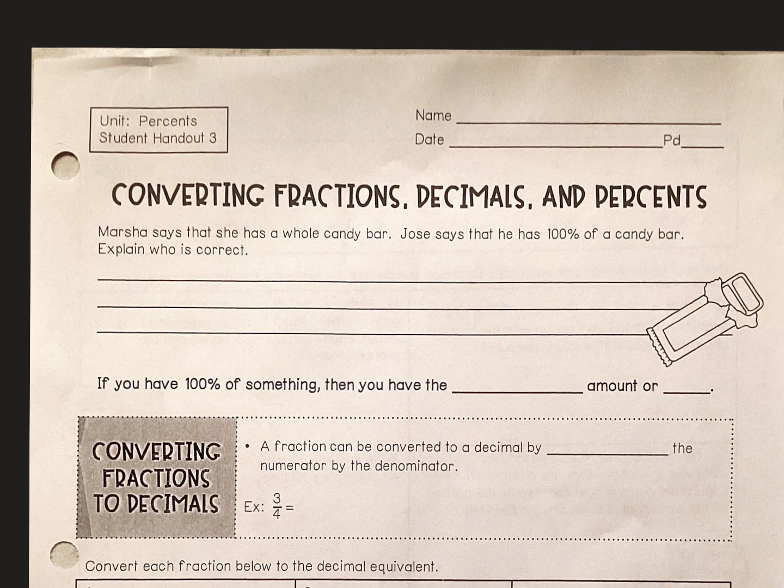Well, we know that if you have a whole candy bar, you also have one. You've got one candy bar. Okay, and if you eat the whole thing, that means that you have 100% of it. So Marcia and Jose are actually both correct. They are both right in stating that they have a whole candy bar or 100% of a candy bar. So down here, I want you to write both are correct.